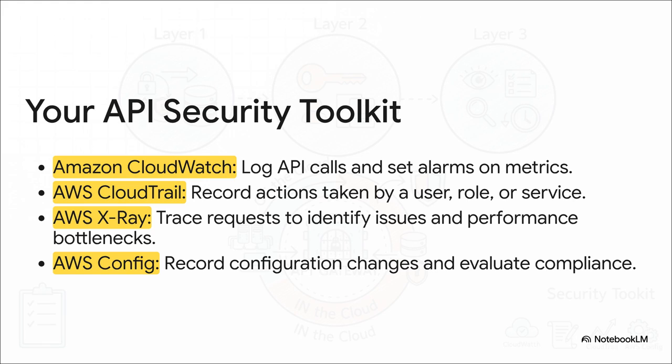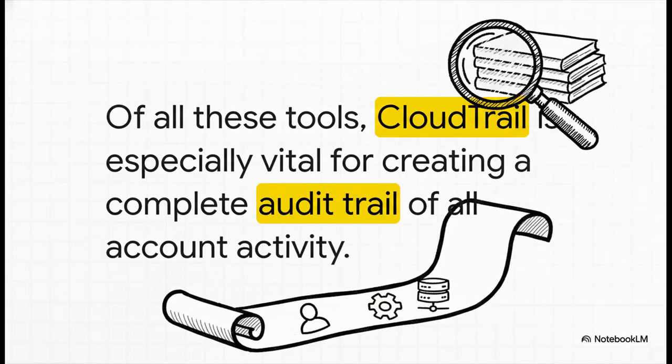CloudTrail is more like your detective, writing down an audit log of every single change anyone makes. Then you've got X-Ray for tracing requests and finding bottlenecks, and AWS Config, which is kind of like your compliance officer. They're all super important, but let's zoom in on CloudTrail for a sec, because it's really the bedrock of any security investigation. Out of all those tools, CloudTrail is special. It's not about real-time performance graphs. Its job is to create a permanent, unchangeable record of every single thing that happens in your account. This audit trail is your source of truth when things go wrong.